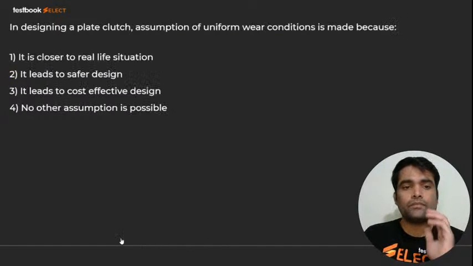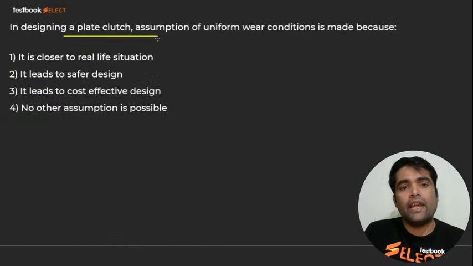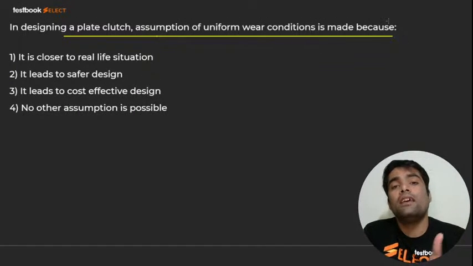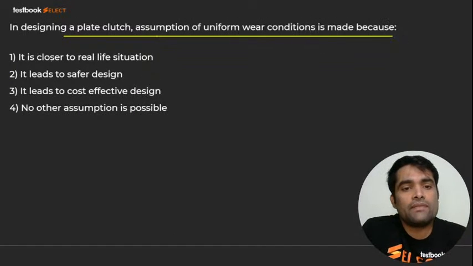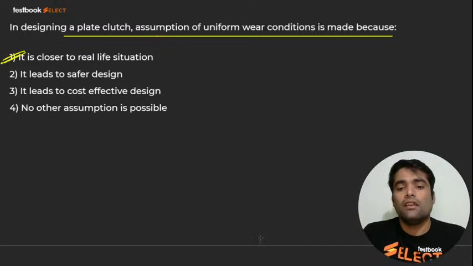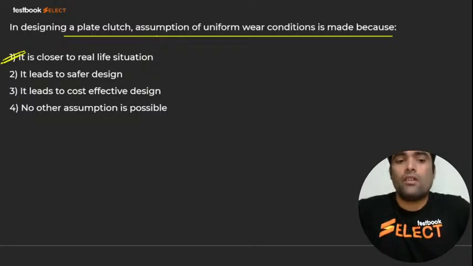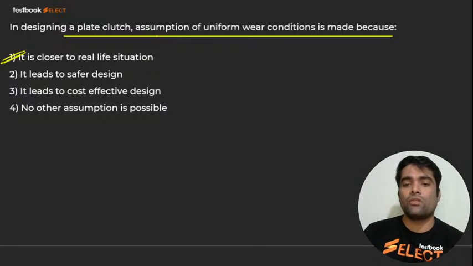Just try to listen. In designing a plate clutch, assumption of uniform wear theory is made because it is what? It is closer to real life situation, correct? Real life situation, because it considers wear.